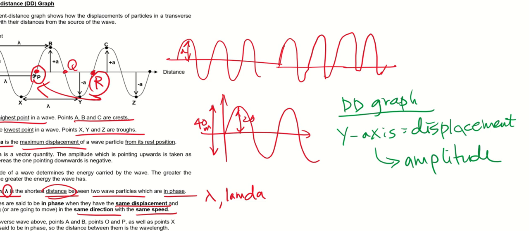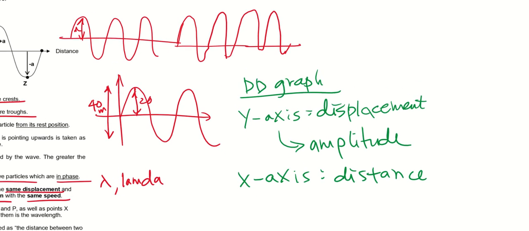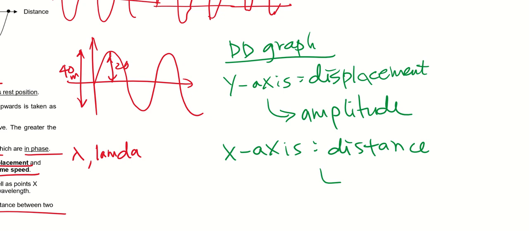What can you get from your X-axis? X-axis is distance. What can we get from distance? We can get wavelength. So DD graph, very simple. What can you get from the first D? Amplitude. What can you get from the second D, which is distance? Wavelength. Okay, I will let you all go if you can answer my next question.